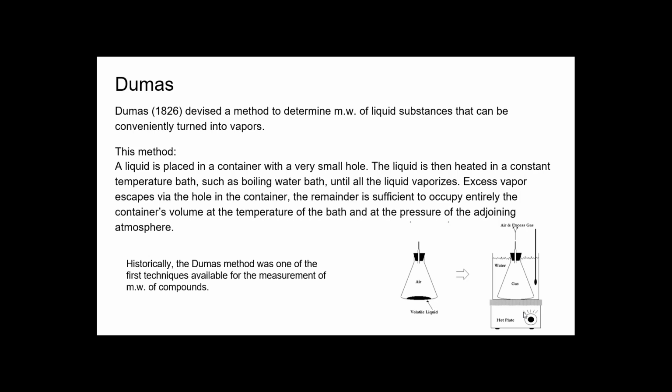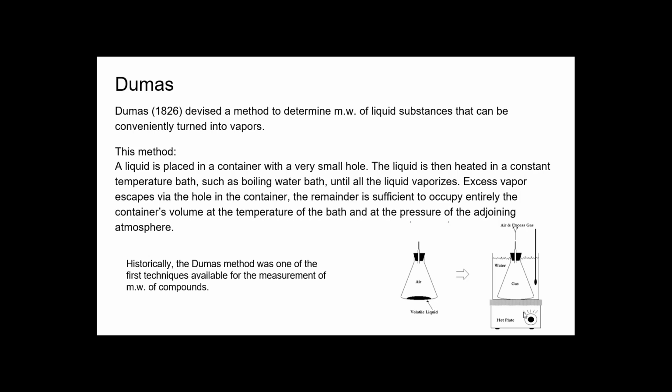So a liquid is placed in a container with a very small hole. In person, Citrus has made these certain glass bulbs. It's called a round bottom for this lab specifically. And so the prep is really easy. But if you look at the pictures of this, it's usually some kind of flask with foil on top and a pinhole pinched into the foil. So a liquid is placed in a container with a very small hole.